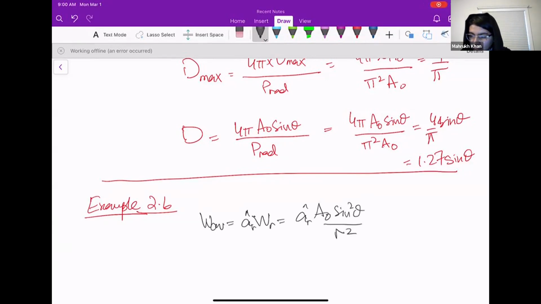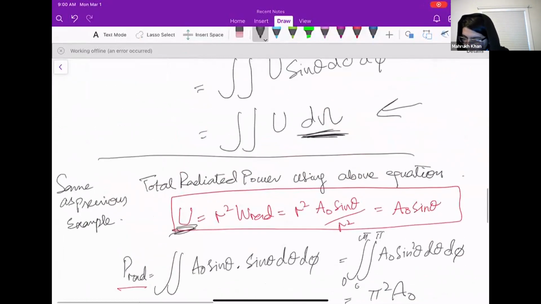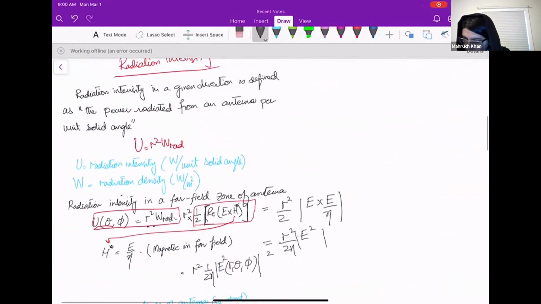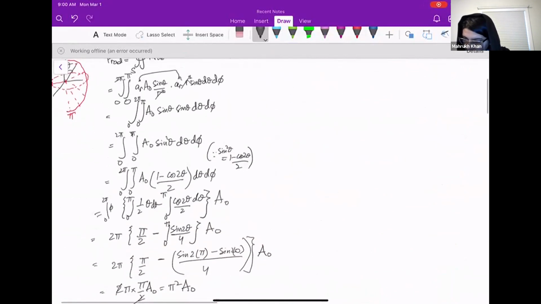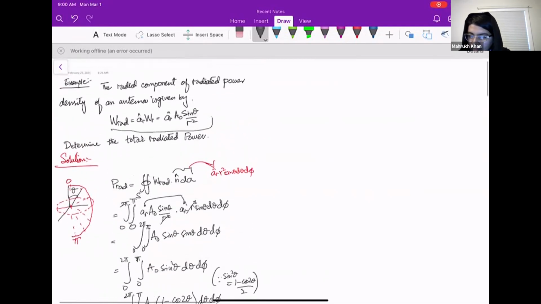So this is our density A naught sine square theta over R square. So let me see what was our average density before. So previously our average density was A naught sine theta over R square, right? So this time the difference is that we have square theta in it. Okay, so we want to see what difference sine square theta will make.